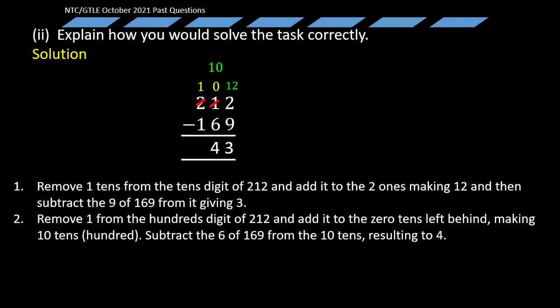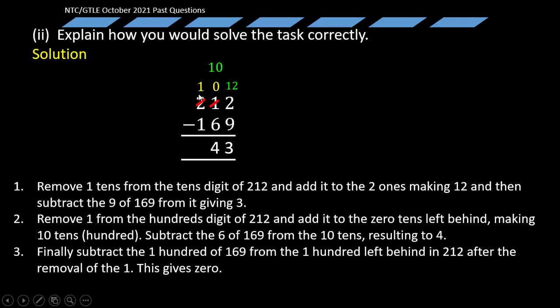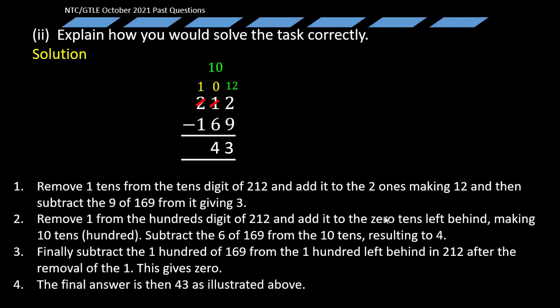Now for the third step, you finally subtract the 100 of 169 from the 100 left behind in the 212 after the removal of the 1. This gives 0. What do we mean by that? Because 1 is now left here and 1 is left down here. So 1 minus 1 simply gives us 0. Now the final answer is then 43 as illustrated above.